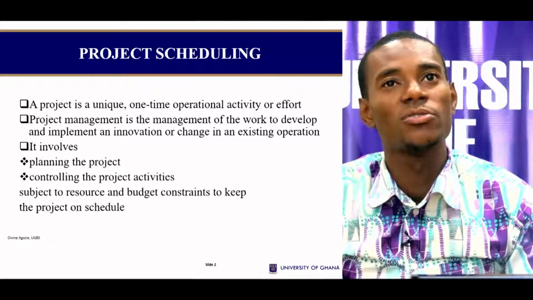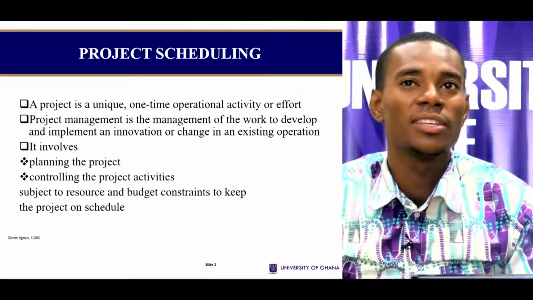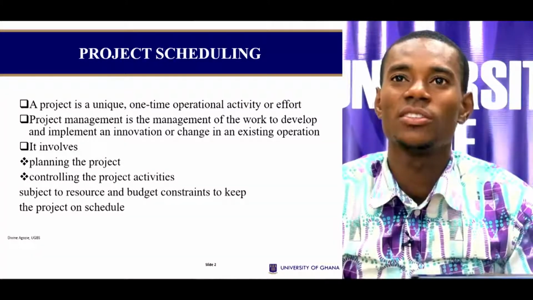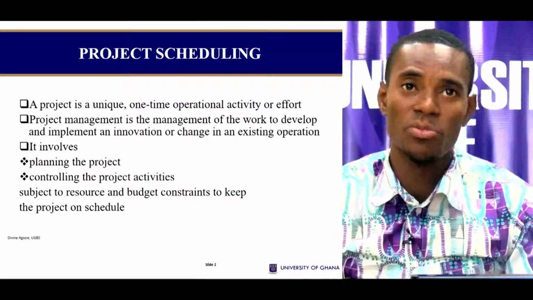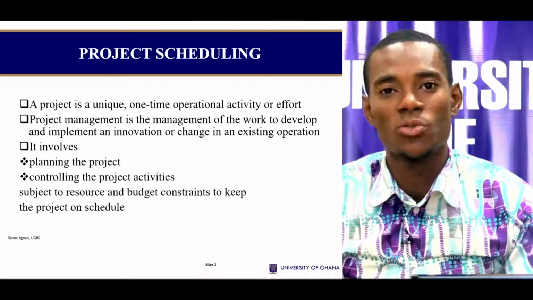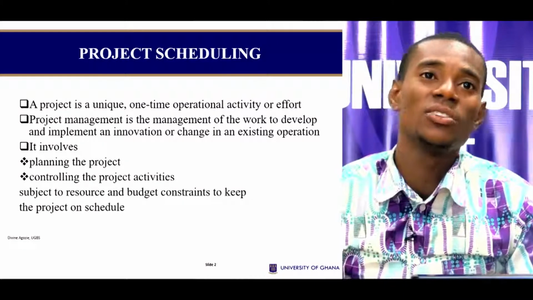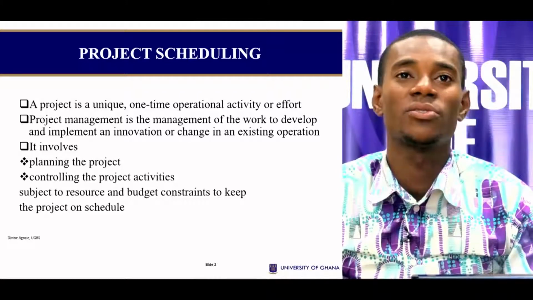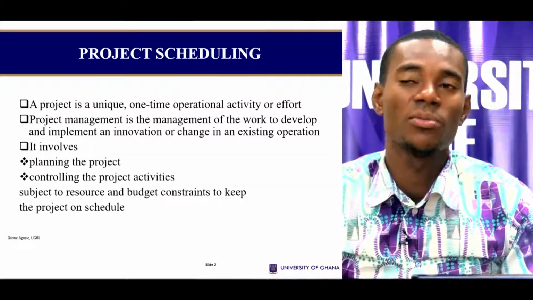So we're saying that a project is a unique or one-time operational activity or effort. Now, project management is the management of work to develop and implement an innovation or change in an existing operation. So it could be a new one, it could be on an already existing one. Even undertaking something to improve on the process, or a project to improve on an already existing one, is a project. Now, project scheduling includes planning the project and controlling the project activities, which are subject to resource and budget constraints, to keep the project on schedule.